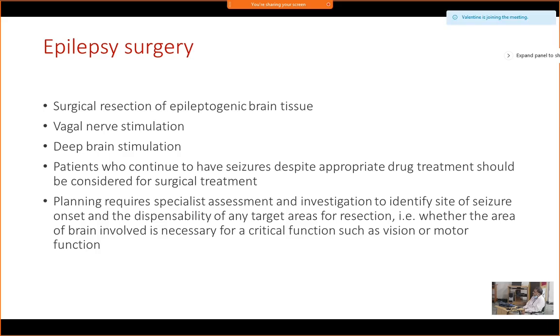So this balance has to be discussed with the patient and with a team of doctors. So this is very important. You should not be scalpel happy to go on for the surgery. This is also to be put in a very important manner.